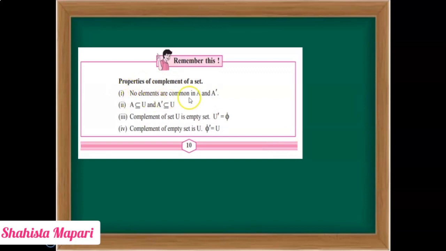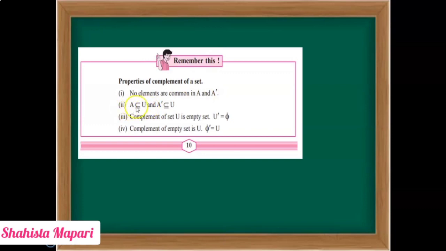No element is common in A and A complement. This symbol is known as A complement. Now A and A complement, there is no equal element. There is no common element. So they both are different. A is different and A complement is different. No element is common in A and A complement. First property done.